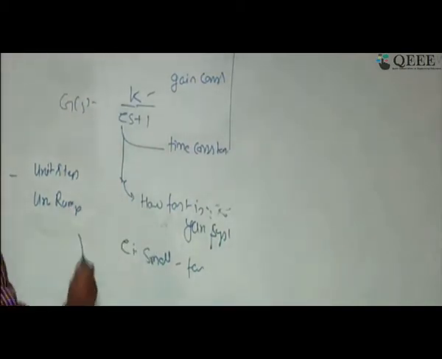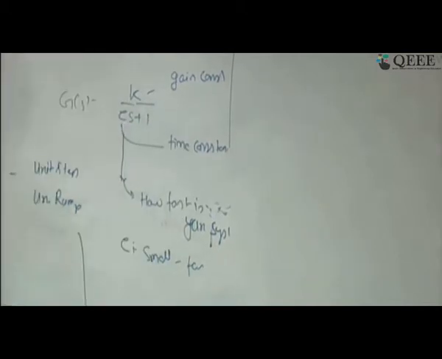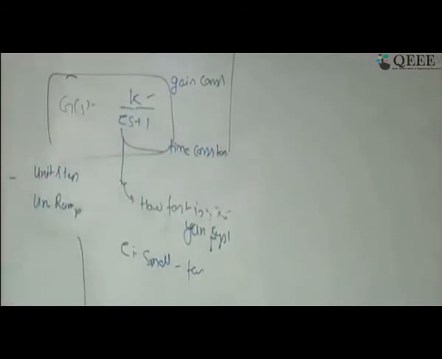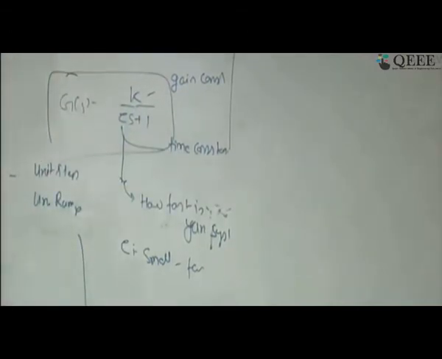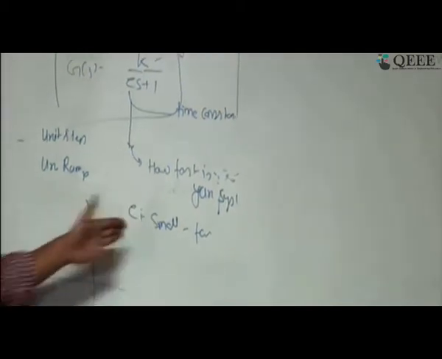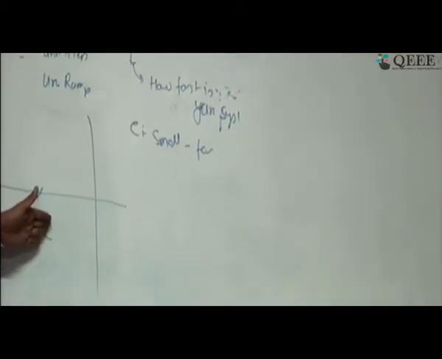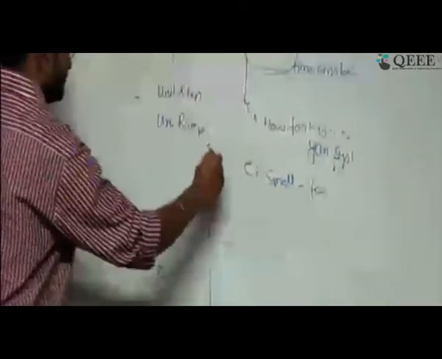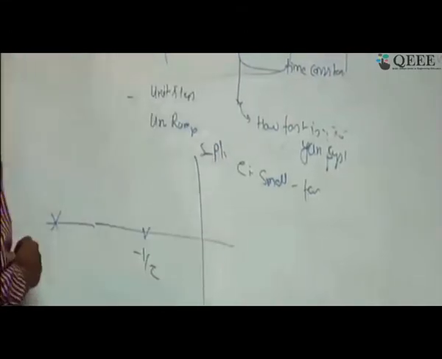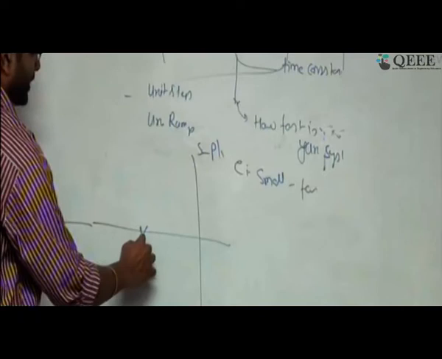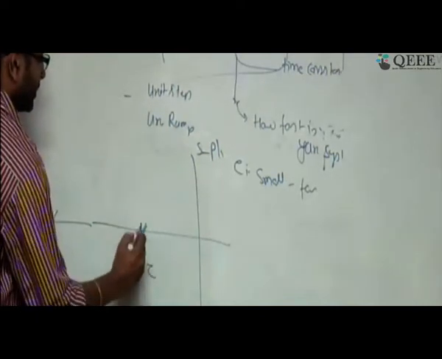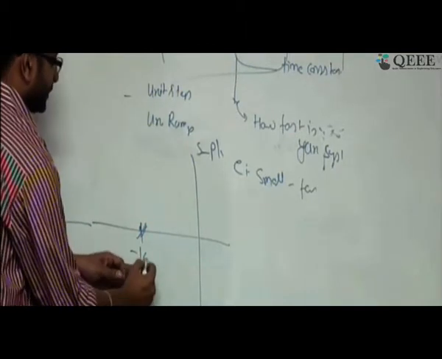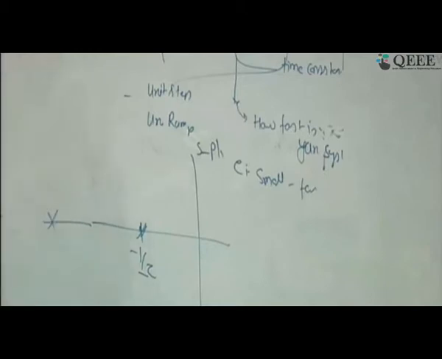Another way to look at it is the pole of the system, which is at location minus 1 by tau. We have seen that if tau is small, the system is fast. So what does that mean? Tau is small means the pole has to be further away from the imaginary axis. This is my S plane, and this is my pole at minus 1 by tau. If I make tau smaller and smaller, this quantity will be very high, so the pole will move toward the left side.